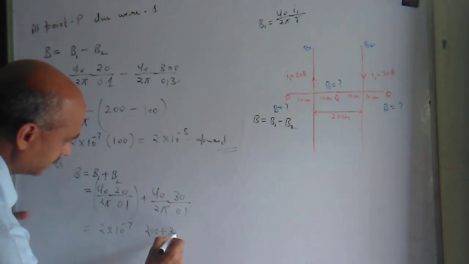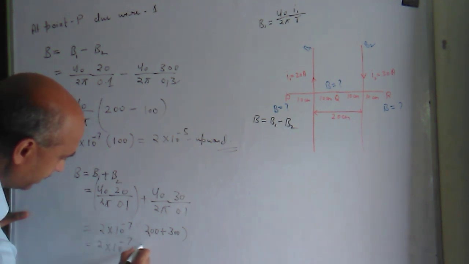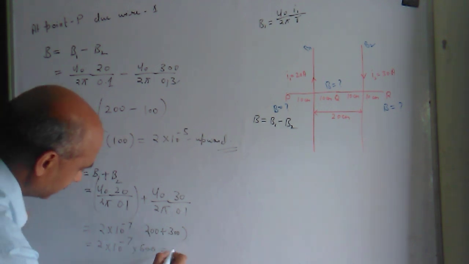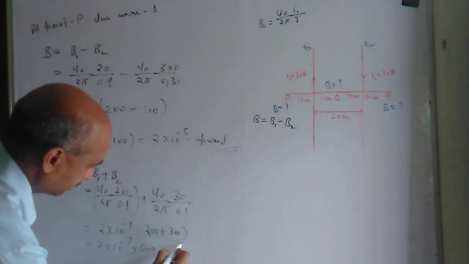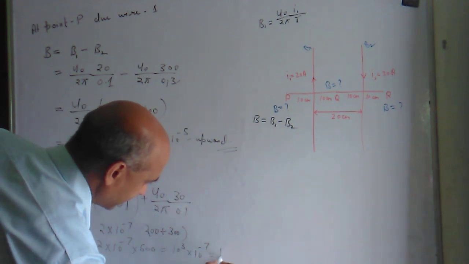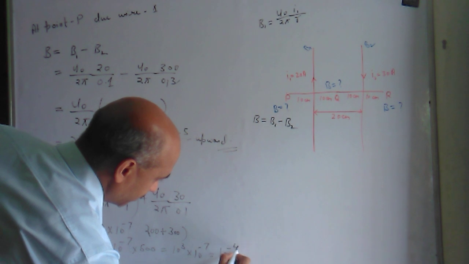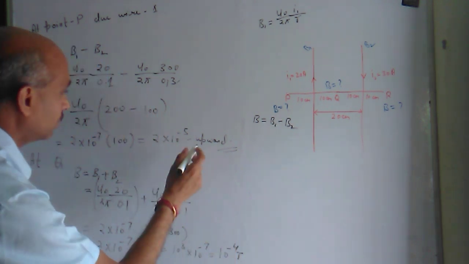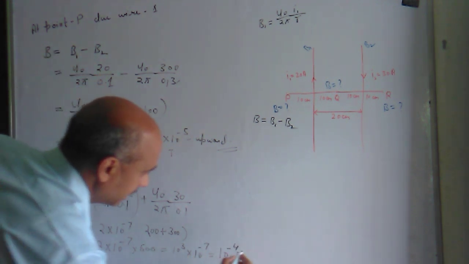It will be plus 300. So on adding this, we are getting 2 into 10 to the power minus 7 into 500. So 500 into 2 gives me 1000, that is 10 to the power 3 into 10 to the power minus 7. So on solving this, we are getting 10 to the power minus 4 Tesla. The unit, don't forget to write the unit here, it is Tesla, and the direction is vertical downward.